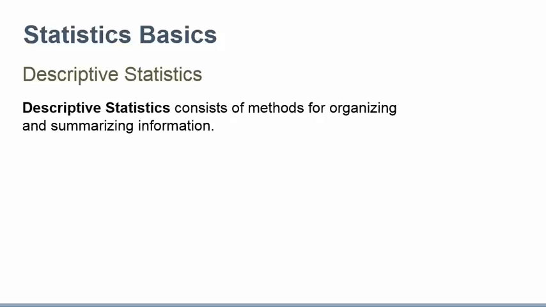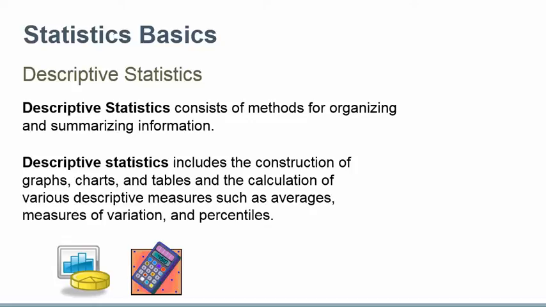Statistics Basics. Descriptive statistics. Descriptive statistics consist of methods for organizing and summarizing information. Descriptive statistics includes the construction of graphs, charts, and tables, and the calculation of various descriptive measures, such as averages, measures of variation, and percentiles.